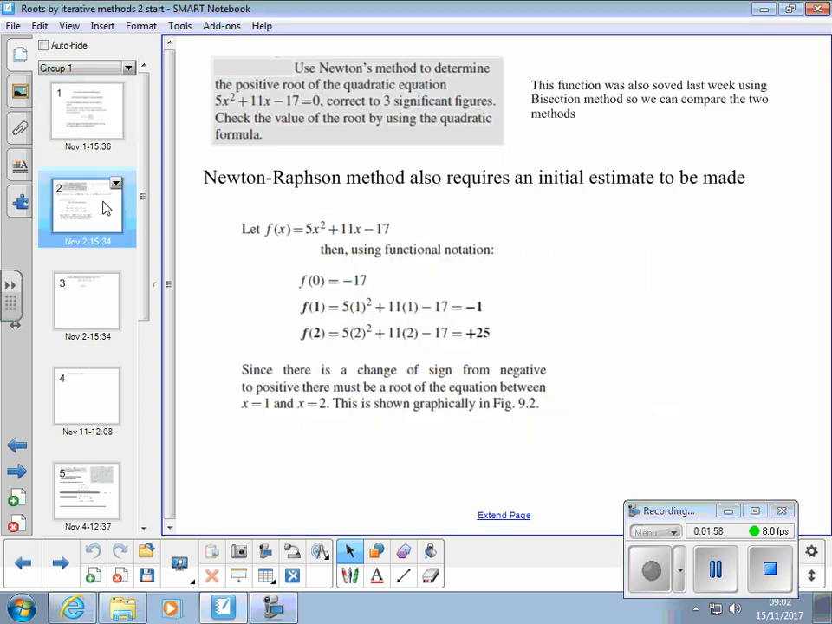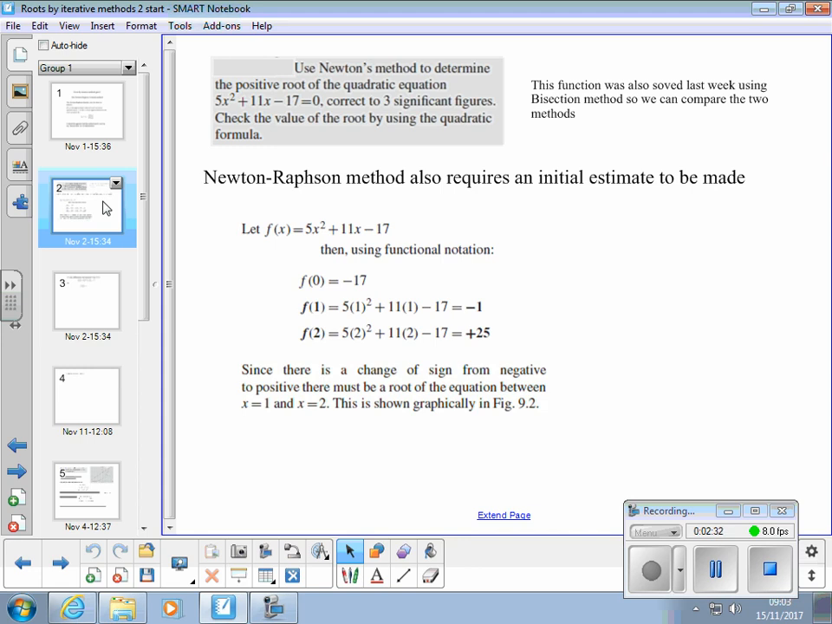So, what we're going to do is use the quadratic equation we used with the bisection method. So we're going to compare the methods effectively by doing that. Find the positive root of the equation 5x squared plus 11x minus 17 equals 0.